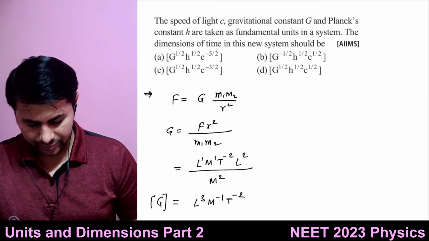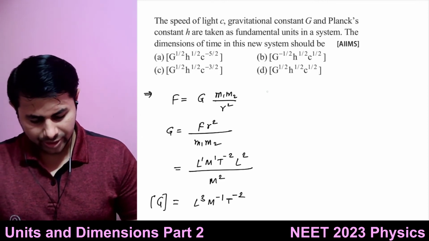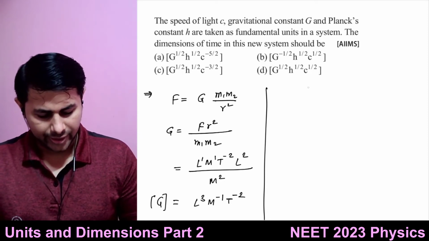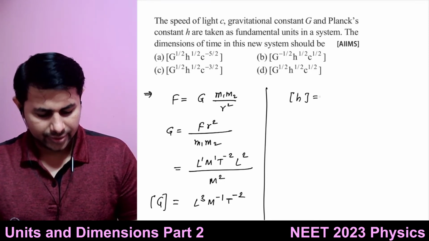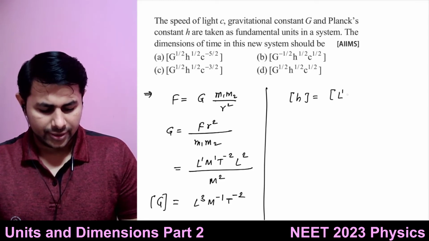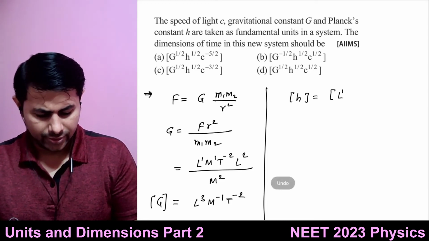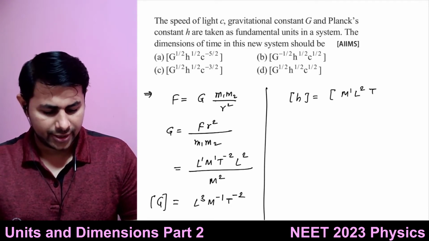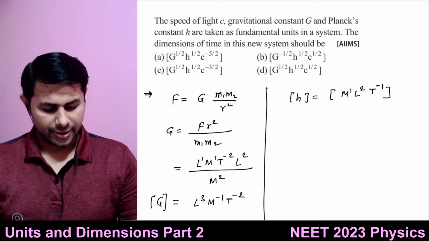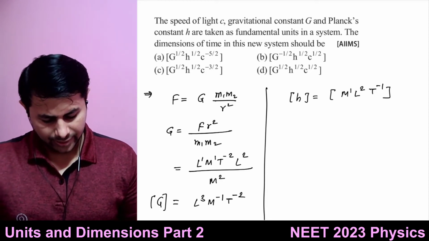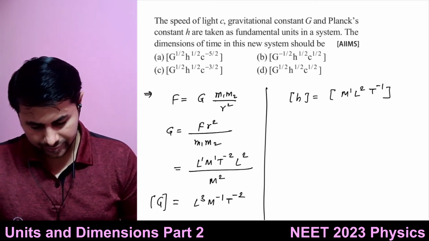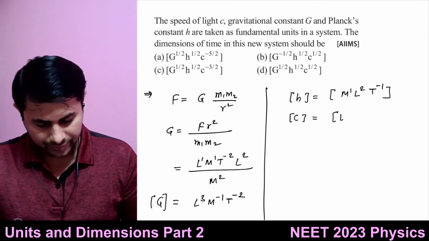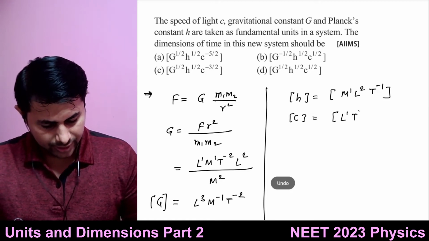And then we have Planck's constant. What are the dimensions of Planck's constant? It is energy multiplied by time. So the dimensions are M L square T raised to minus 1. Right, it is energy multiplied by time. And what else do we have? We have the velocity of light, C. It is L T raised to minus 1.